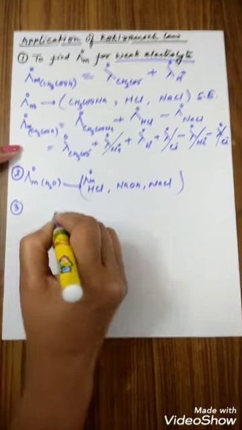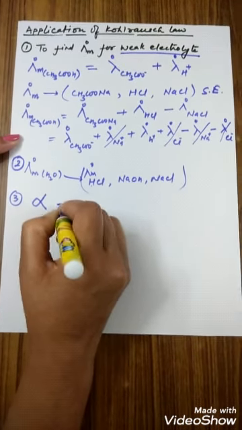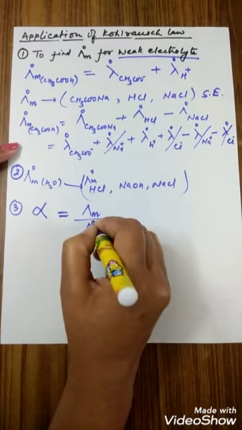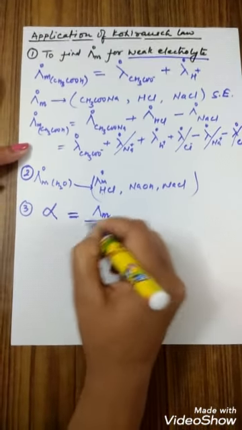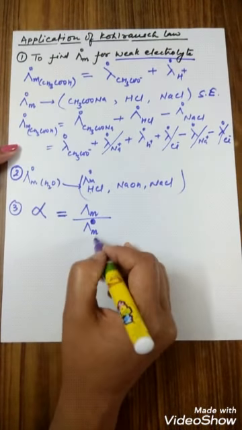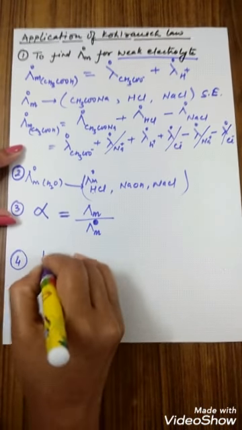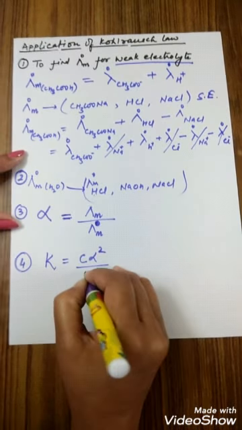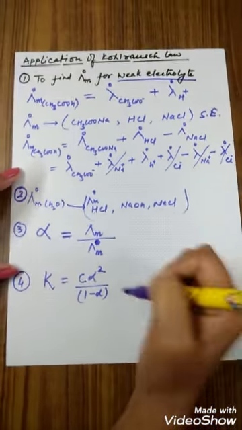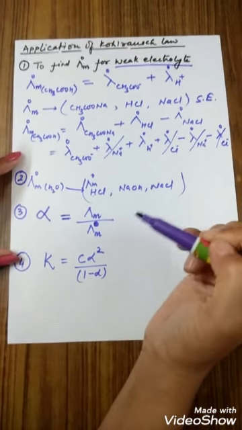Another application of Kohlrausch law is that you can find the degree of dissociation, alpha. The degree of dissociation for any weak electrolyte can be represented using lambda m, the molar conductivity at any concentration, and lambda m naught, the molar conductivity at infinite dilution, when the concentration approaches zero. This is the limiting value. So this is a very important formula: the degree of ionization equals molar conductivity upon limiting molar conductivity. And with the help of this alpha, as you studied in the chapter on solutions, the dissociation constant K equals C alpha square upon 1 minus alpha. So you can find the dissociation constant of any electrolyte. This is a very important application of Kohlrausch law, and now you have to become well versed with the numerical problems of Kohlrausch law. So this is all about today's explanation.